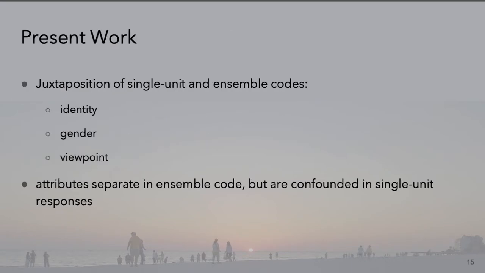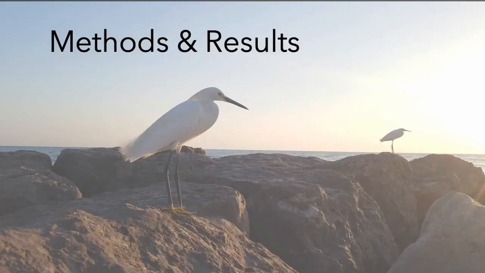Both the single unit and the ensemble perspectives are interesting, but developing a full understanding of how faces are represented requires the simultaneous analysis of both. Here, we analyze the juxtaposition of single unit and ensemble codes for a DCNN representation of identity, gender, and viewpoint. We will show that these attributes separate in the ensemble code, but are confounded in single units.